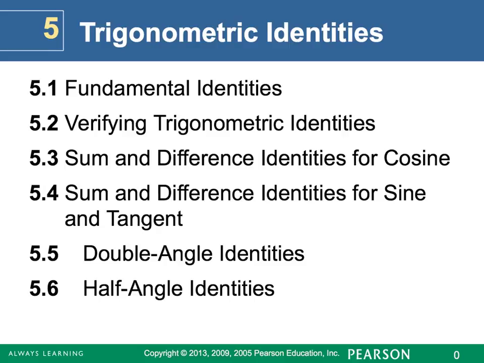Right now we are focusing on section 5.1 with the fundamental identities. Those identities were the ones that were listed in the chart in the first slideshow that I discussed with you. In Chapter 5, we will be looking at sections 5.1 and 5.2. We will not focus much, if at all, on 5.3, 5.4, 5.5, or 5.6.